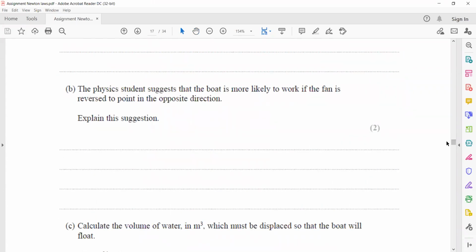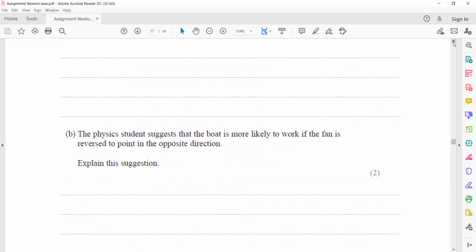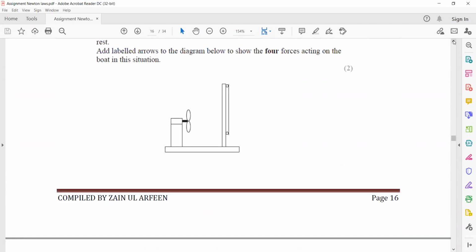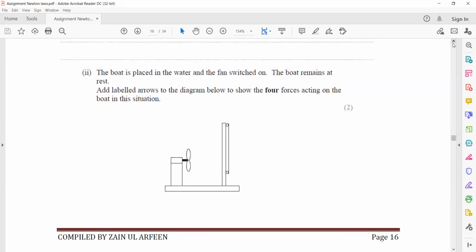Then the physics student suggested that the boat will more likely move if the fan is reversed to point in the opposite direction. So if we change the position of the fan, basically not the position, we just change the direction of this. So instead of the fan being placed on this side, it is placed on the other side. Now what will happen?